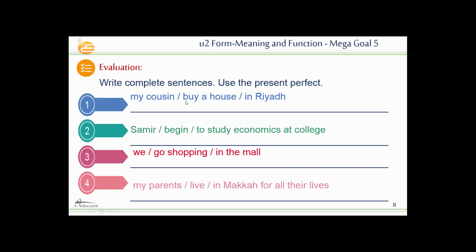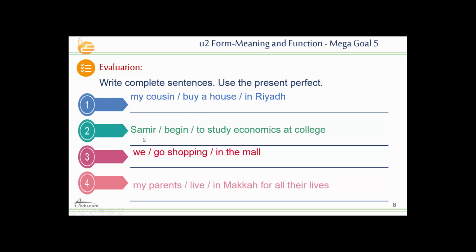The action is buying a house in Riyadh. My cousin buy a house in Riyadh. So how can we make a complete sentence with present perfect? We can say that my cousin, buy. We have to use has, because here we have my cousin. What is the verb 3 of buy? Bought a house in Riyadh.